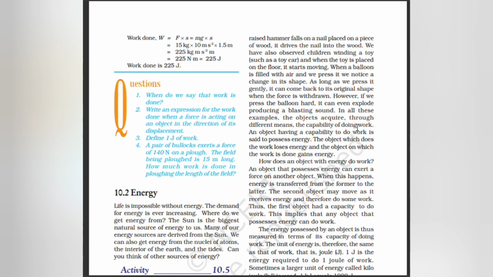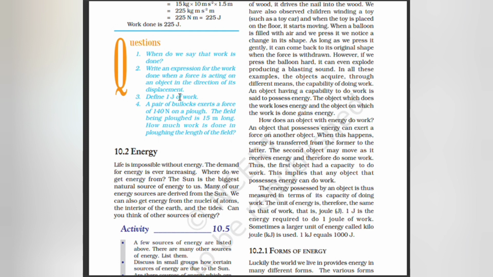In all these examples, the object acquires, through different means, the capability of doing work. An object having a capability to do work is said to possess energy. The object which does the work loses energy, and the object on which the work is done gains energy. How does an object with energy do work?